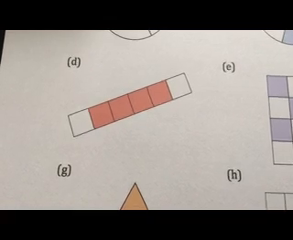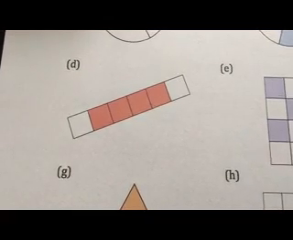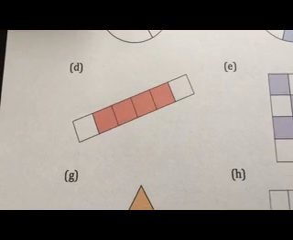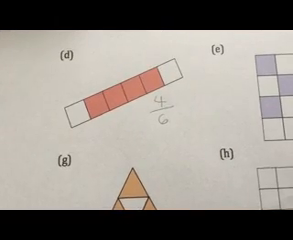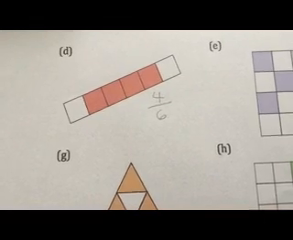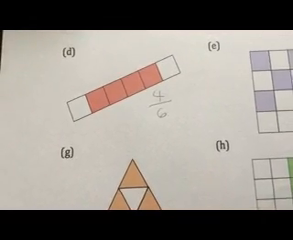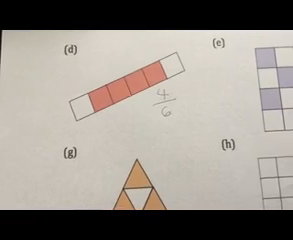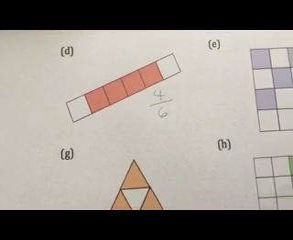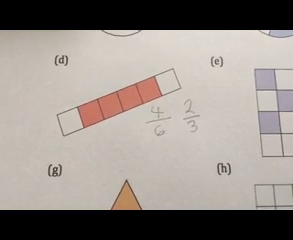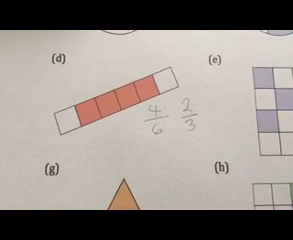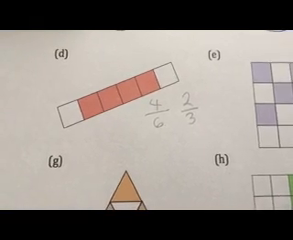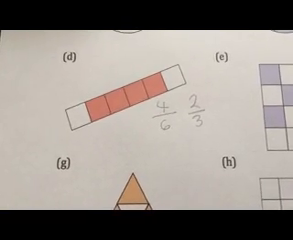Look at question D. How many pieces has it been cut into? Well, it's been cut into 6 pieces and 4 of them are coloured. So it is 4/6. There is also another equivalent fraction here, which is 2/3. If you look at the equivalent fractions, you might see a pattern. For example, 4 divided by 2 is 2, 6 divided by 2 is 3, to give you your 2/3. But you'll be looking at more of them in P5.